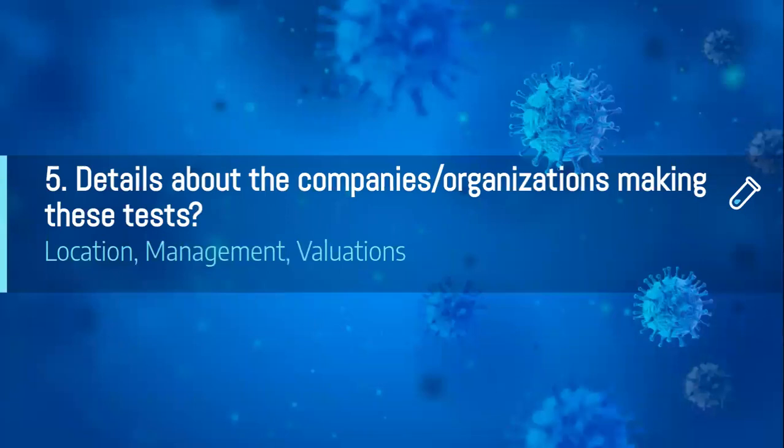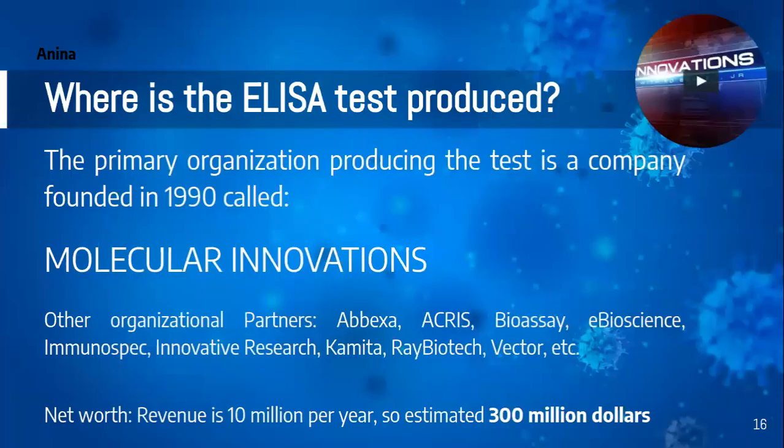Okay, for the details about the companies and organizations making the test, we're going to talk about location, management, and valuations. The primary organization producing the test was founded in 1990 and is called Molecular Innovations. This is the main producer of the test, but ELISA is partnered with over 100 organizations, and just to name a few, there's Abexa, BioAssay, eBioscience, Immunospect, Cometa, and Vector.